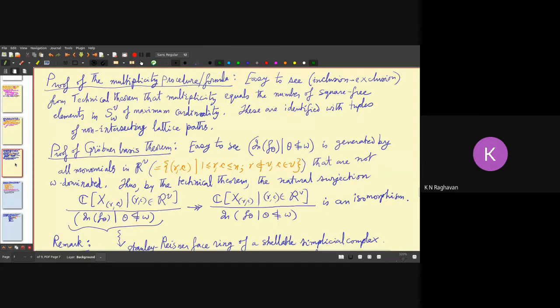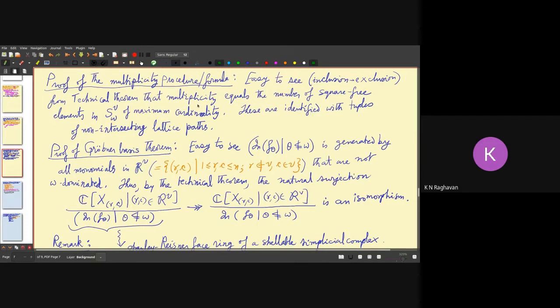Okay. So here is the proof of the multiplicity formula. It is easy to see from an inclusion-exclusion argument using the technical theorem. So I'm assuming the technical theorem, which gives the degree preserving bijection between the two combinatorially defined sets S_MVW and S_VW. And so I'm using here S_VW.